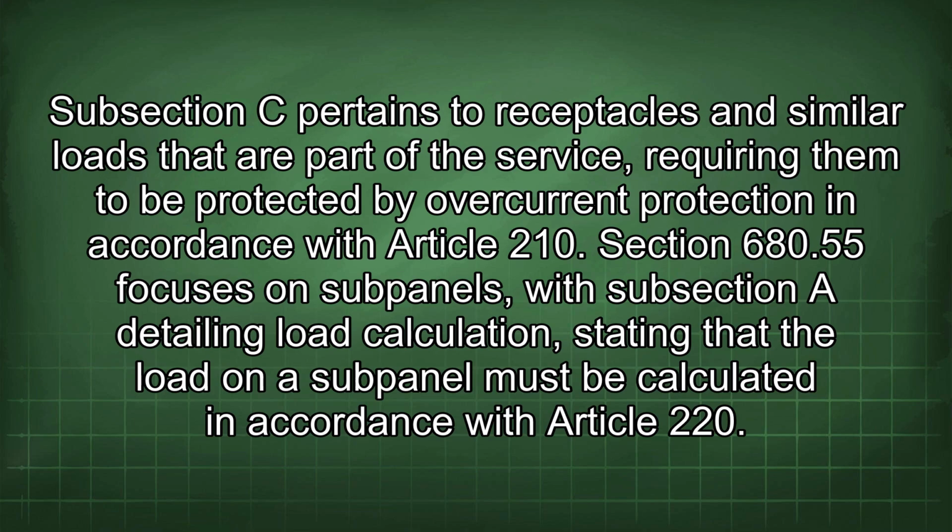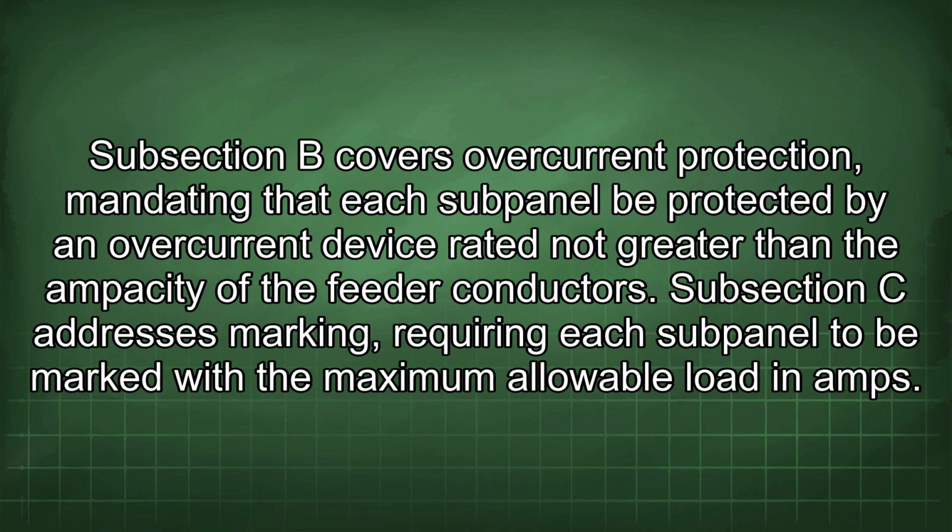Section 680.55 focuses on subpanels, with subsection A detailing load calculation, stating that the load on a subpanel must be calculated in accordance with Article 220. Subsection B covers overcurrent protection, mandating that each subpanel be protected by an overcurrent device rated not greater than the ampacity of the feeder conductors. Subsection C addresses marking, requiring each subpanel to be marked with the maximum allowable load in amps.